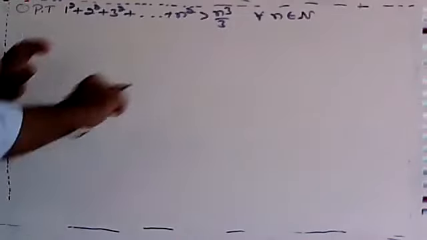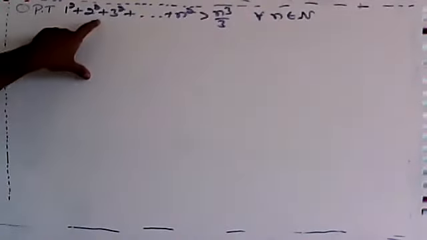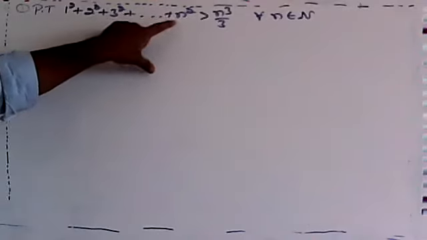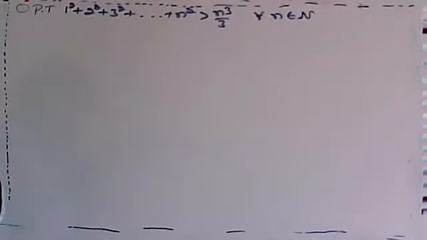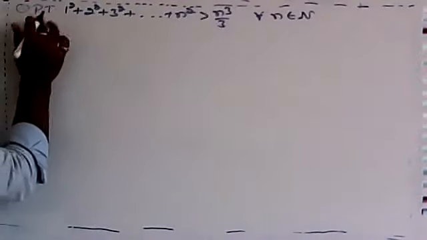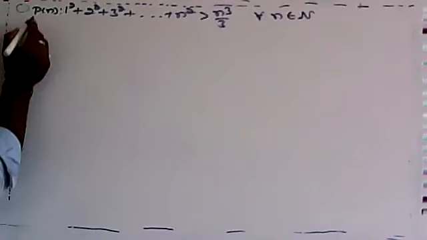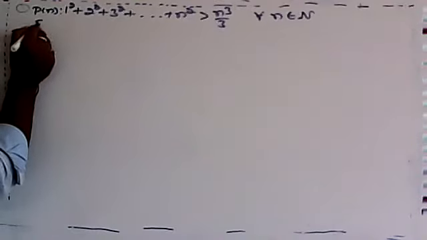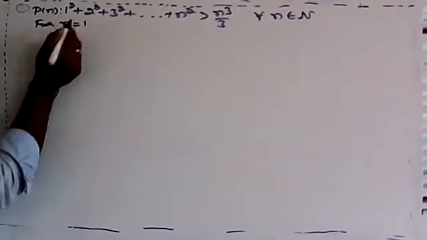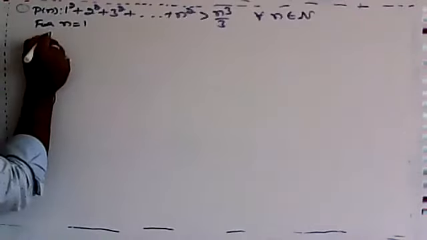Okay, the first problem is we have to prove that 1 square plus 2 square plus 3 square plus so on up to n square is greater than n cube by 3. So the first case, as we know, we have to take n is equal to 1, correct? Before that, we have to consider this as P of n, correct? For the first one, we go for n is equal to 1. That time we'll get P of 1.